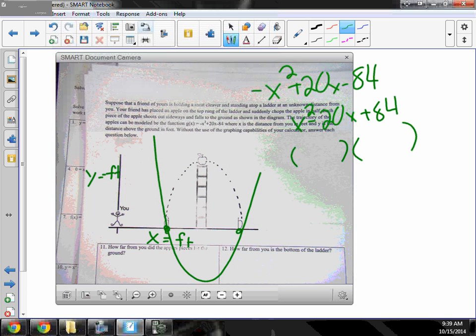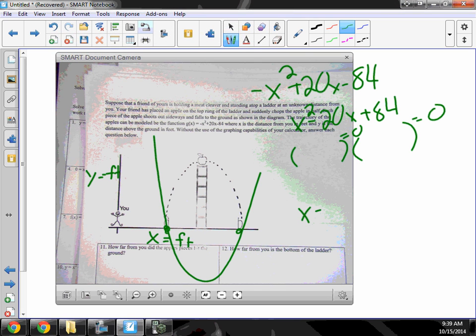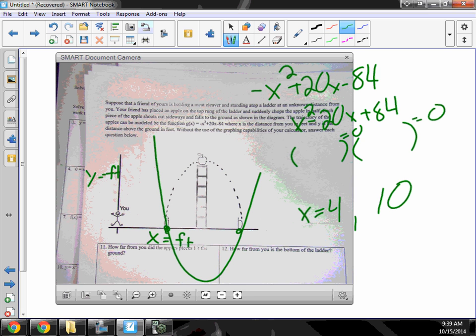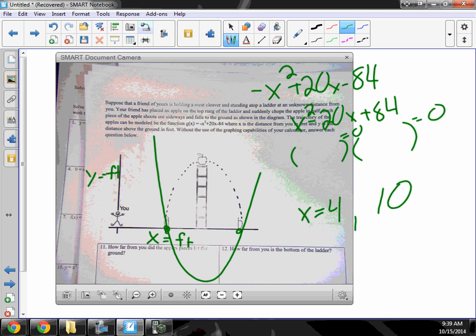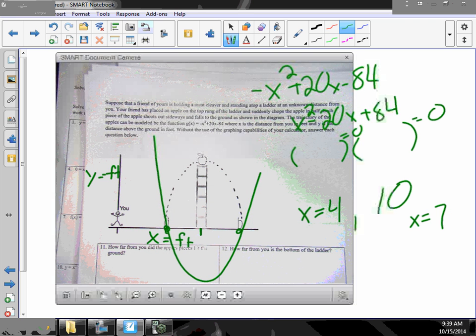Once you factor it, then you set them equal to 0. And let's say, this isn't right, but let's say that x equals 4 and 10. Okay? The next question asks, how far from you is the bottom of the ladder? How would you figure that out? You would find the average between these 2 points, which, in this case, would be 7. Now, again, this is not the right answer, so don't write that down. So, x equals 7 tells me where the middle of the ladder is.